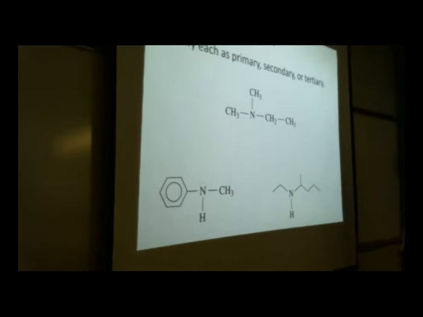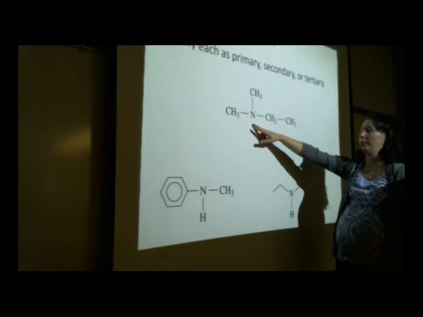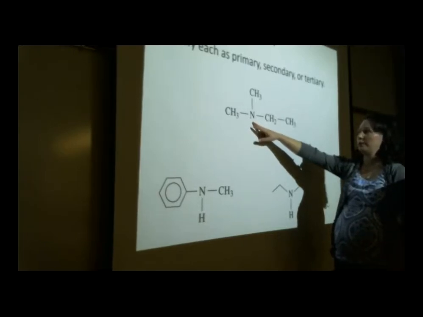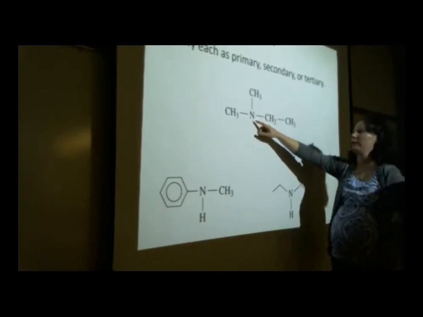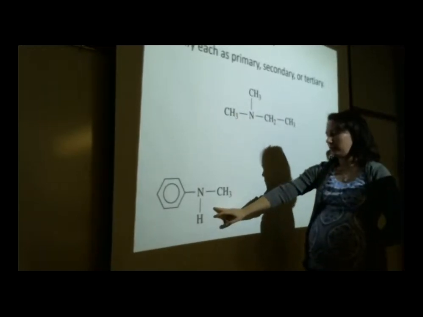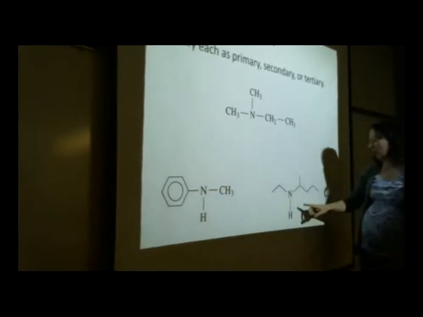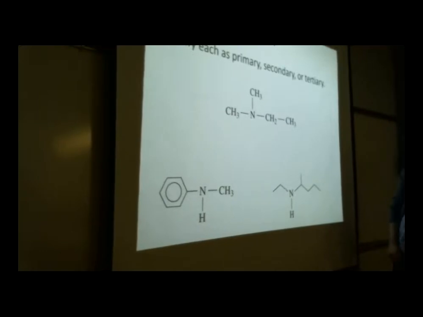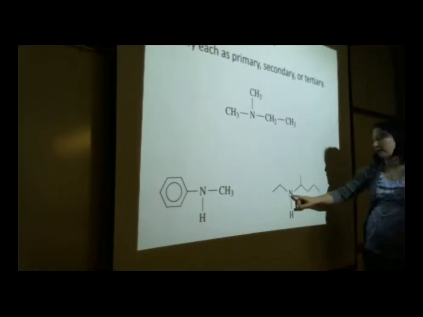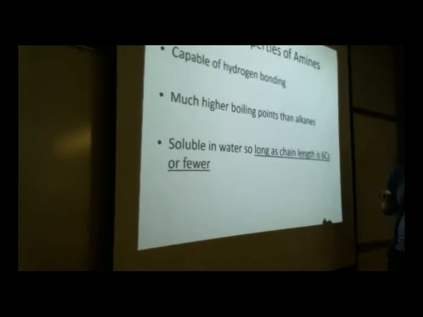So let's take a second and classify these as primary, secondary, or tertiary. What would this one be? Now, I didn't draw the lone pair, but you can tell just by looking at it. Primary, secondary, or tertiary? That'd be tertiary, right? It's attached to 1, 2, 3 carbons. What about this one? That'd be secondary, right? Because that's a carbon and that's a carbon. And then what would this one be? That's also secondary, right? Because that's a carbon and that's a carbon. Good.